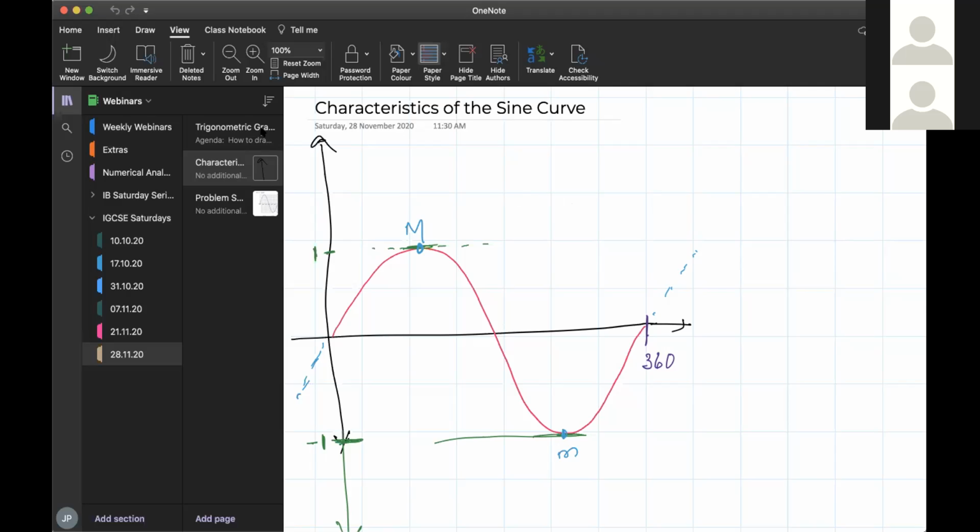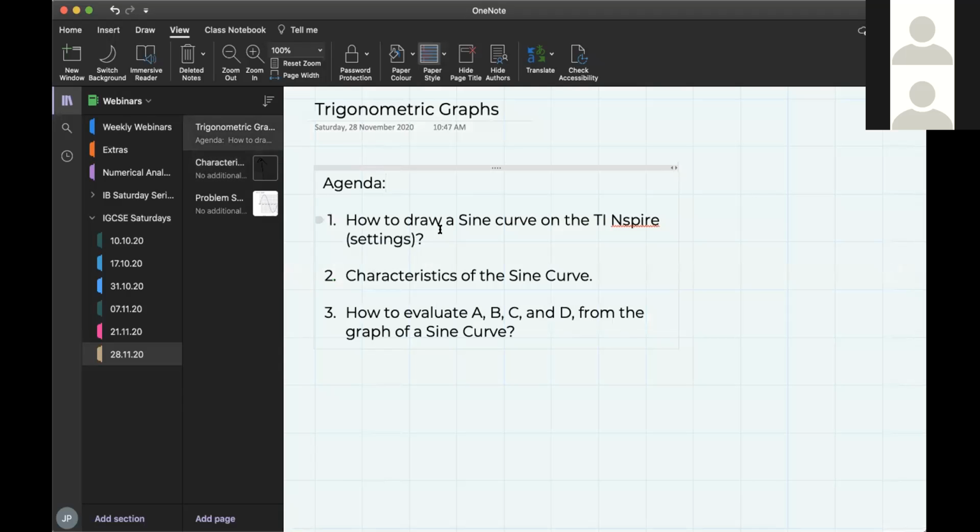So what I'm going to do is I'm going to show you, right? So that's the first thing that I wanted, how to draw a sine curve. And the main thing is the settings on your calculator. The main thing is how you set the calculator. What should I use? I'll use the CAS, all right? My students use the CAS. I'm going to use the CAS. I've got both open, actually, the CAS and the non-CAS. Let me see what comes up.